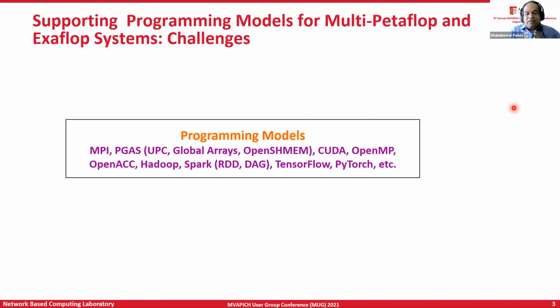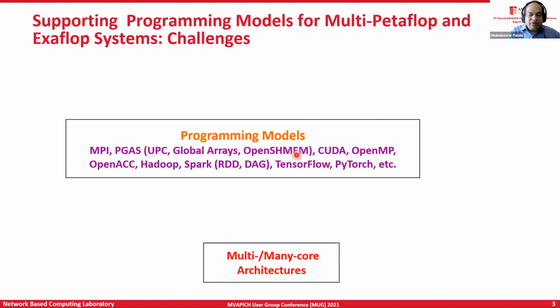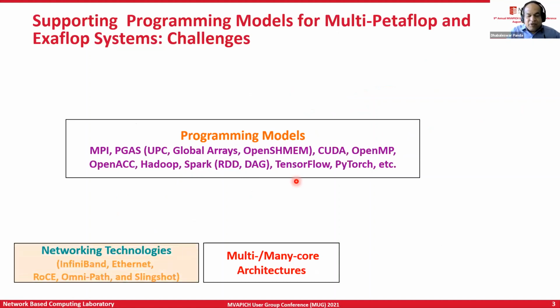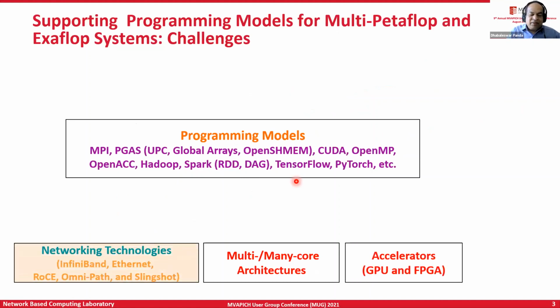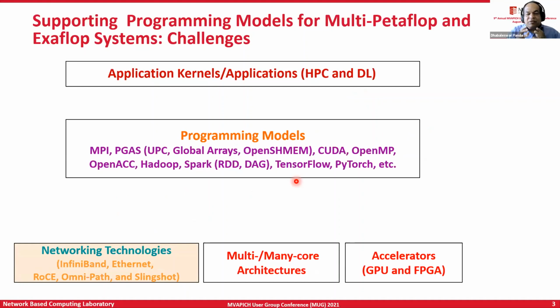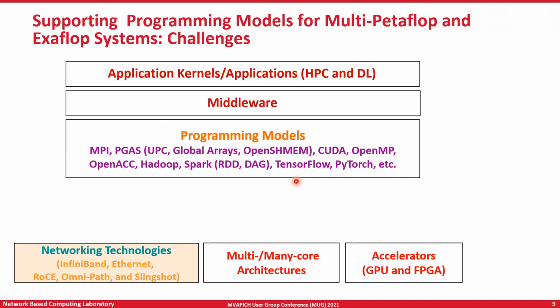So in general, if we want to design the programming models for these kinds of exascale systems, here we see all different programming models people are trying to use for HPC, big data, deep learning, etc. And at the bottom, we have all these technologies: networking technologies, multi-core, many-core architectures, and of course the accelerators. And then up at the top, we have the different application kernels and applications, both HPC and DL. So how do we bridge the gap?